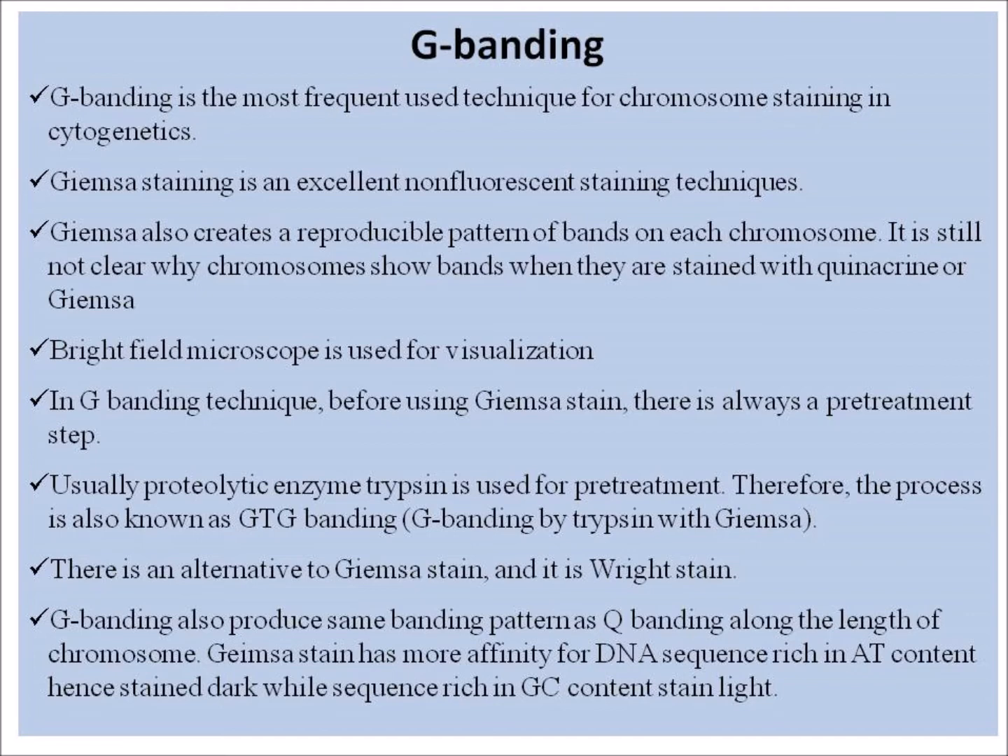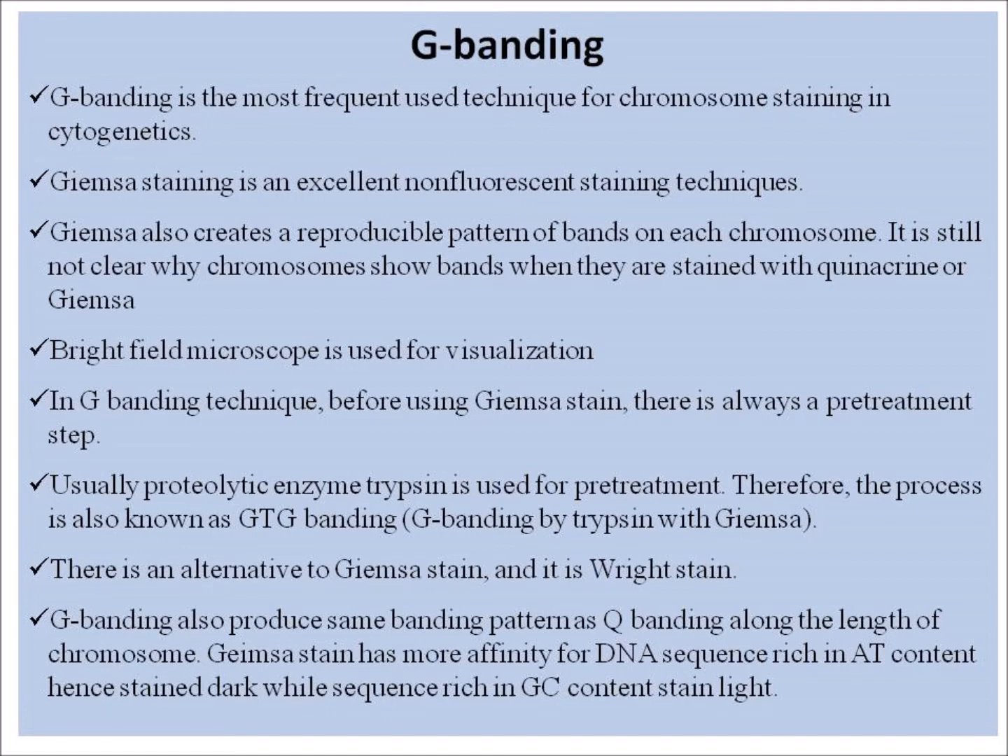In G-banding technique, before using Giemsa stain, there is always a pre-treatment step. Usually, the proteolytic enzyme trypsin is used for pre-treatment. Therefore, the process is also known as GTG banding, that means G banding by trypsin with Giemsa. There is an alternative to Giemsa stain and it is Leishman stain.